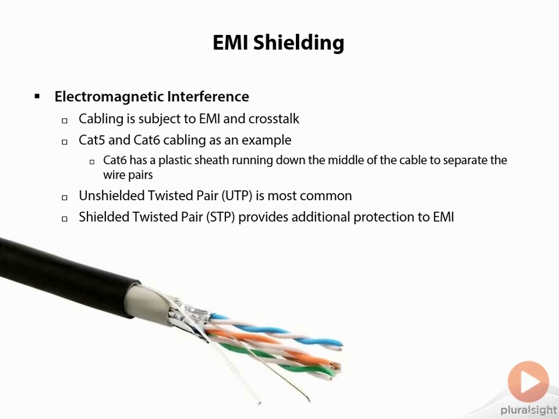So that is unshielded twisted pair. That's the most common type of cabling that you'll find in most installations. However, there's also shielded twisted pair, or STP. That's going to provide an additional layer of protection and make it basically more resilient or more resistive to EMI.